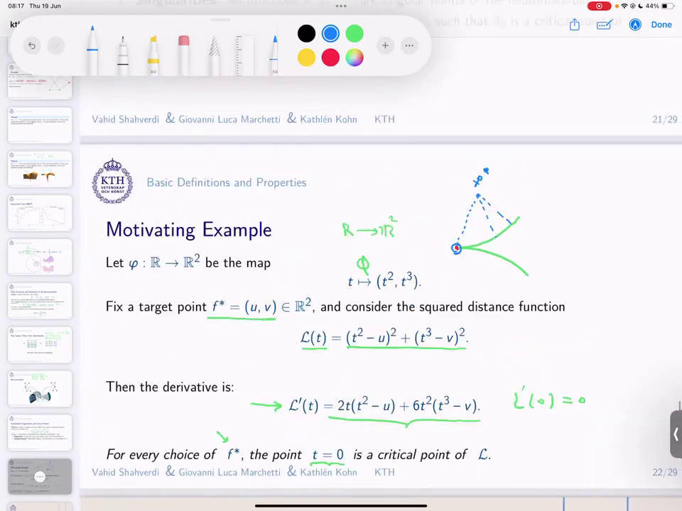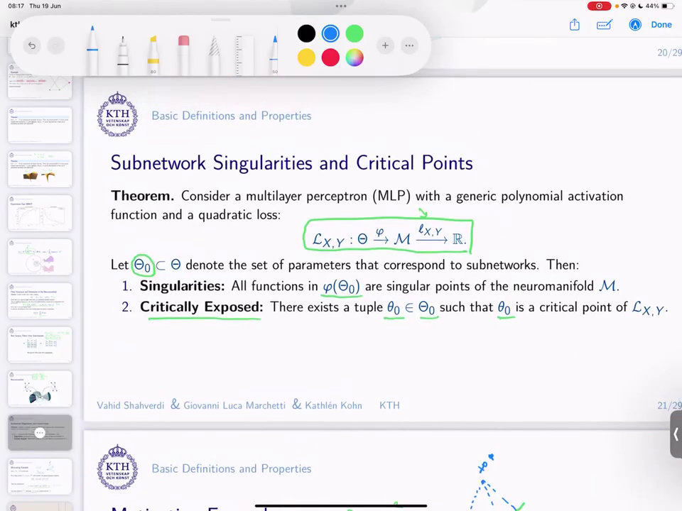So the results that we have, we specify the fixed set of parameters that correspond to subnetworks, and those are critically exposed, like this cuspidal singularity. It might happen that there is a point on the neuromanifold which is smooth, but based on the parameterization, I get something that is critical for the parameterization. So I'm not claiming that. The thing that I'm claiming is: fix this theta 0 to be this tuple of matrices that correspond to subnetworks, and based on the parameterization that we know, it is going to be critical points of the loss function.